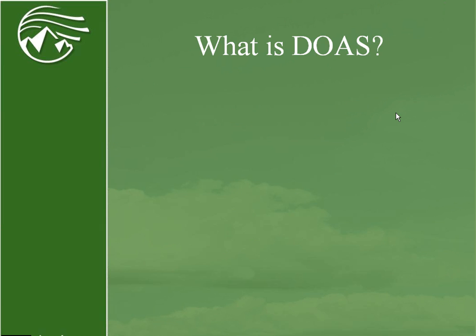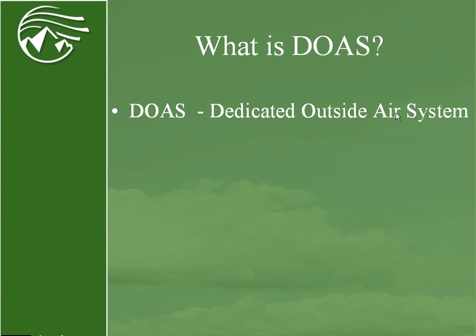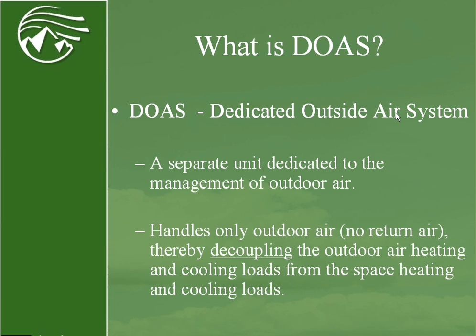So if we get started, actually, what is a DOAS unit? Basically, it stands for a dedicated outside air system. Basically, this unit is a separate unit dedicated strictly to the management of outside air. So what this actually does is, because we're just handling the outside air or ventilation air, we're decoupling that load of heating or cooling the ventilation air from the heating and cooling of the space load. So that decoupling of those two systems is the key behind this unit.